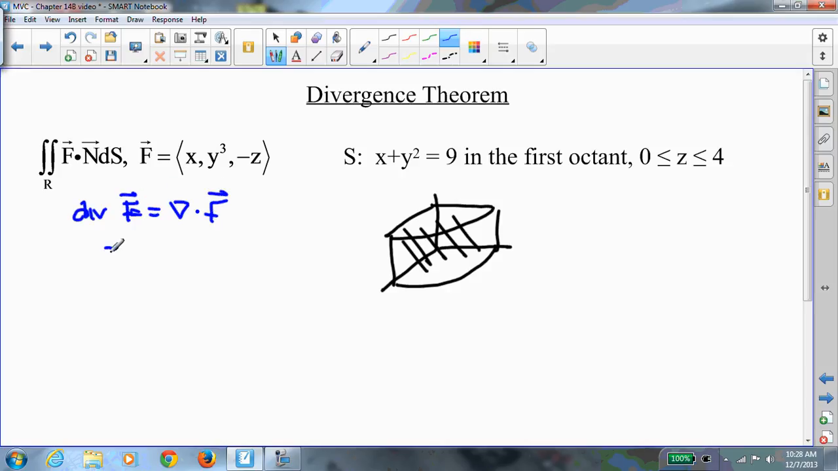So that's d dx of the first component, which is 1, plus d dy of the second component, which is 3y squared, plus d dz of the third component, which is negative 1. So that reduces to 3y squared. So I'm going to rewrite this as a triple integral of div f dV.